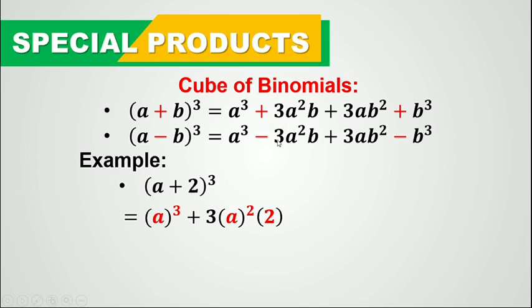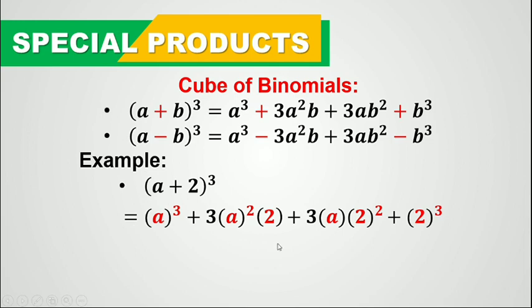So again, the pattern is 3 times the square of the first term times the second term. The second term is 2, and then plus thrice the first term, which is a, times the square of the second term. The second term is 2, so we square it, that's 2 squared, and then plus the cube of the second term. The second term is 2, so we cube it.